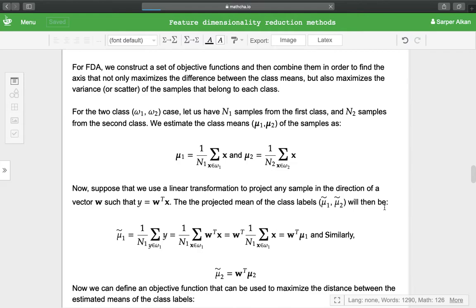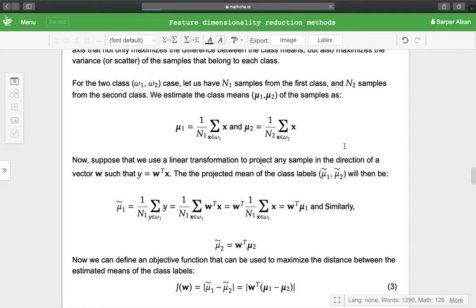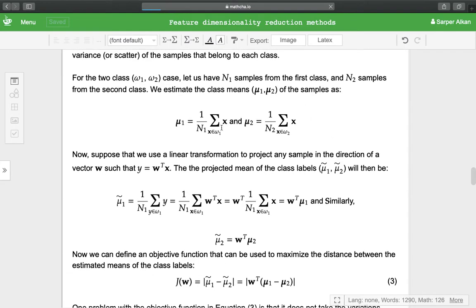So, for two classes, let us have n1 samples from the first class and n2 samples from the second class. We estimate the class means of our samples: mu1 is the summation of samples that belong to the first class divided by the number of samples. Similarly, mu2 is the summation of samples that belong to the second class divided by n2.